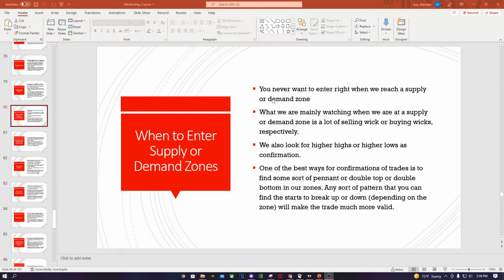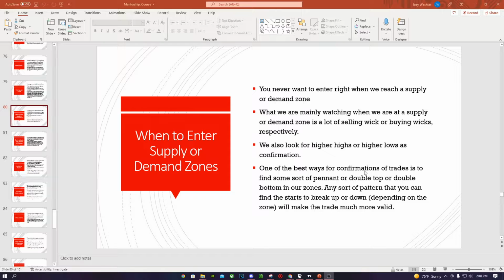You do not want to set a predetermined order and stop loss, so that when it touches the zone your order gets filled and you hope and pray that it goes back and reverses the other way. You do not want to do that. We're mainly watching, when we're at supply zones or demand zones, for selling wicks or buying wicks. And we look for higher highs, higher lows as confirmation. Some sort of pattern in the zone is usually really, really good confirmation.